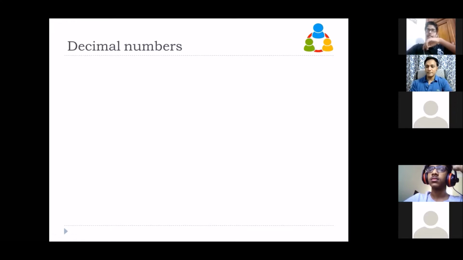Numbers with the base of 10. Yeah, numbers which have the base of 10, right? That is what we call decimal, right? So what are the other bases? You know, base 60, base 16.